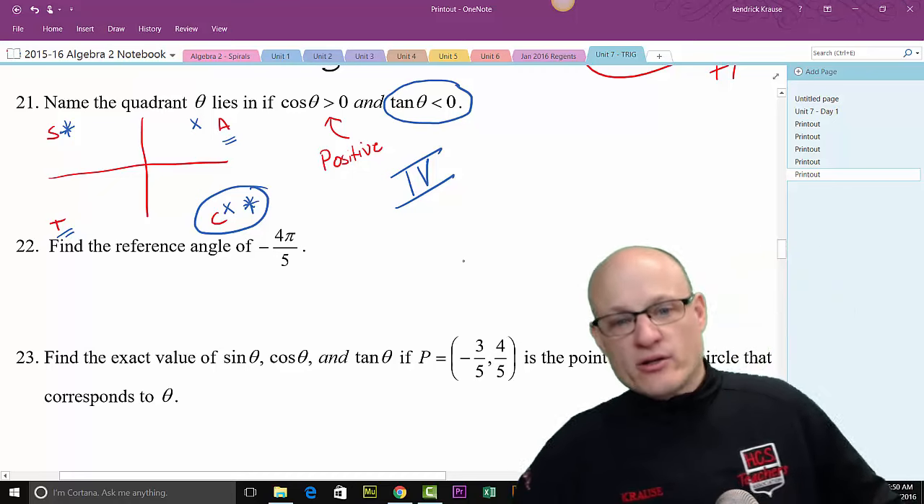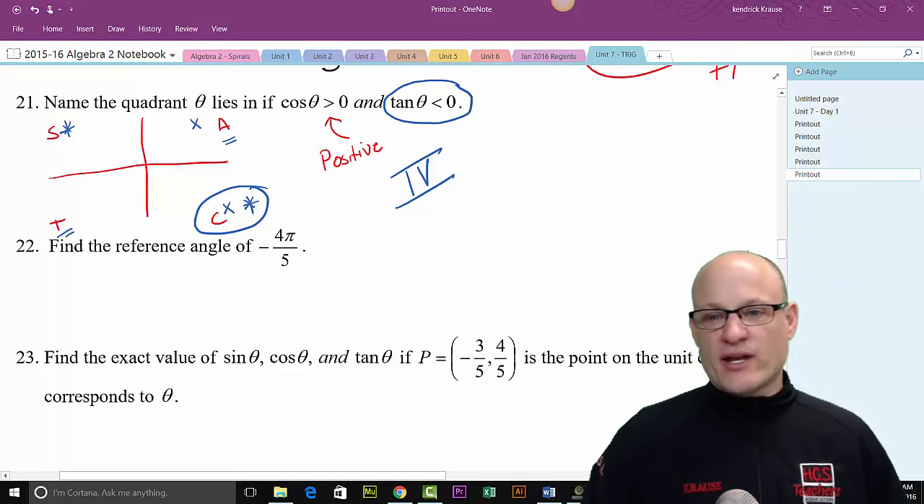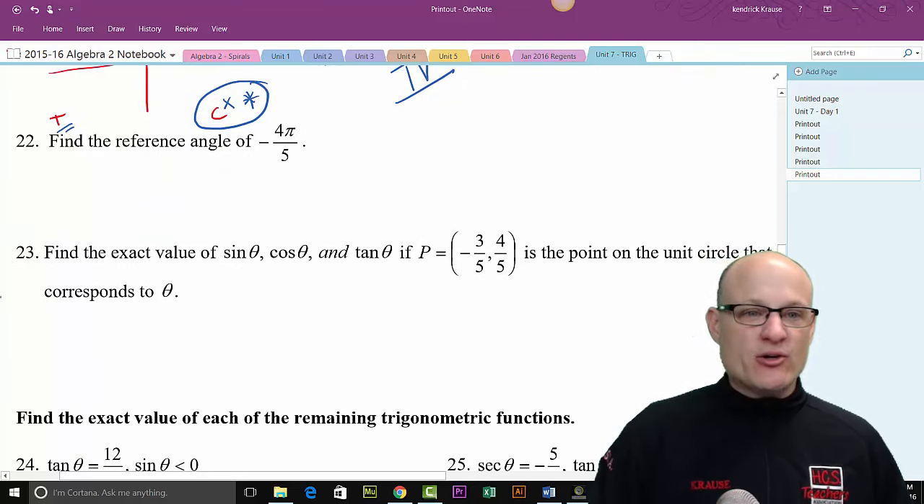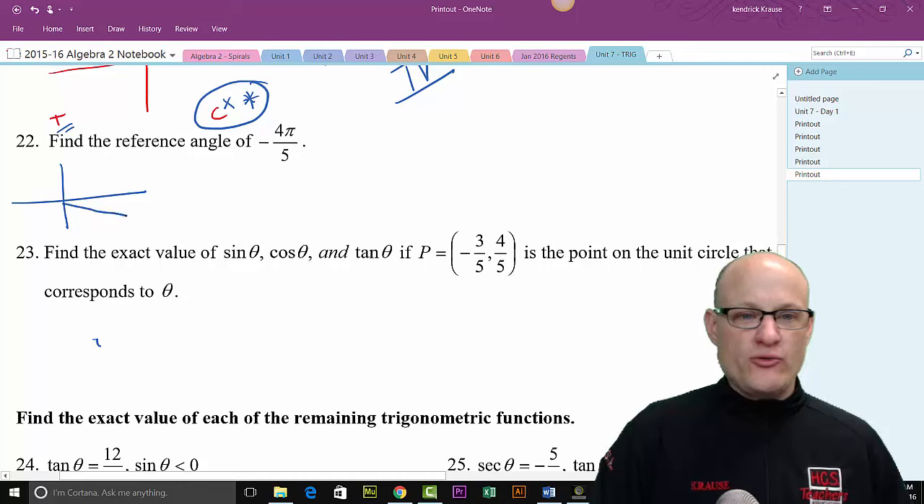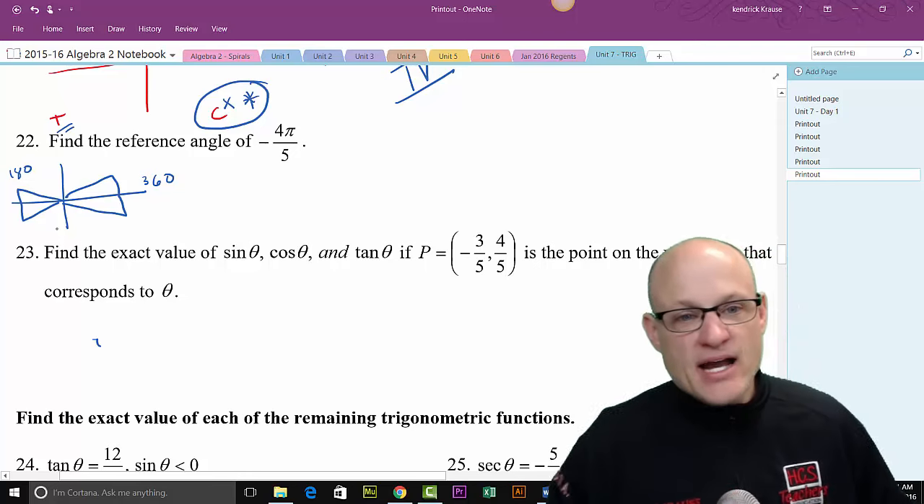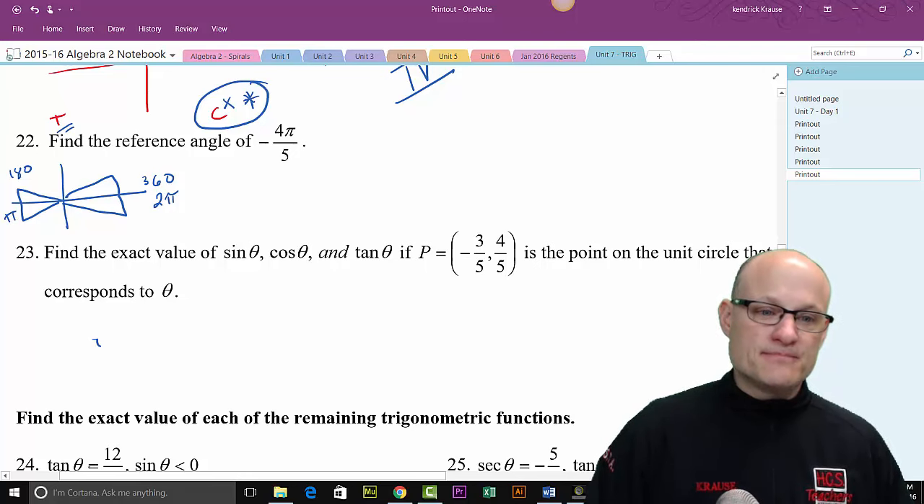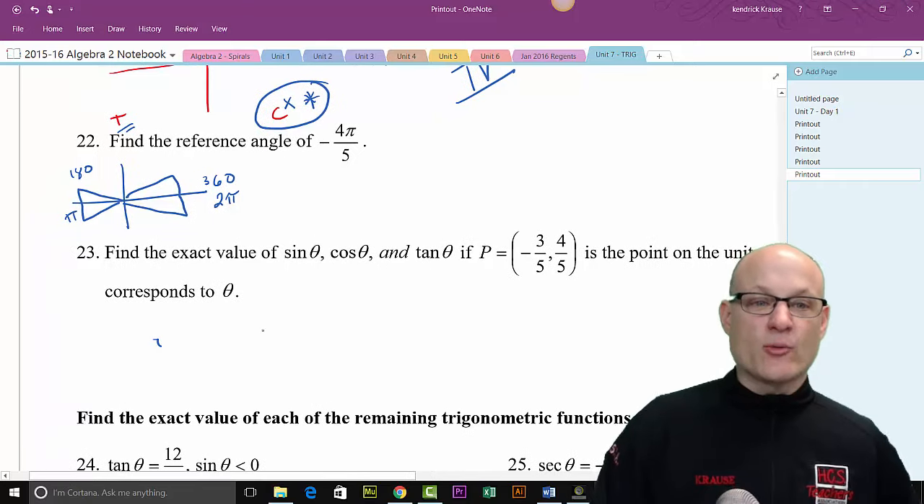Yay! Find the reference angle. Now, I ask you to find this reference angle in both radians and degrees. Now, don't forget, when we're dealing with reference angles, we want to get an angle that's close to 360 or 0 or close to 180. Now, 360 is the same as 2 pi. 180 is the same as pi. So I want to get as close to 2 pi or 180 or 360 as I can.